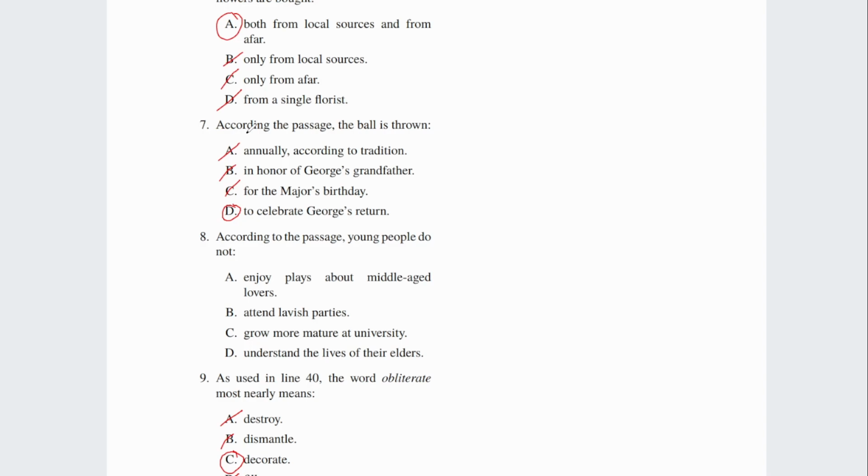It seems like maybe George does come home every year and does have a ball every year, but we don't know. We can't support that answer. It's also worth noting that B and C are potentially equivalent. These are potentially equivalent answer choices. Because a birthday party for George's grandfather, being the major, would honor the major, right? So these could be the same. If it was for the major's birthday, then it would necessarily be in honor of George's grandfather. So you have to be careful with these answer choices.